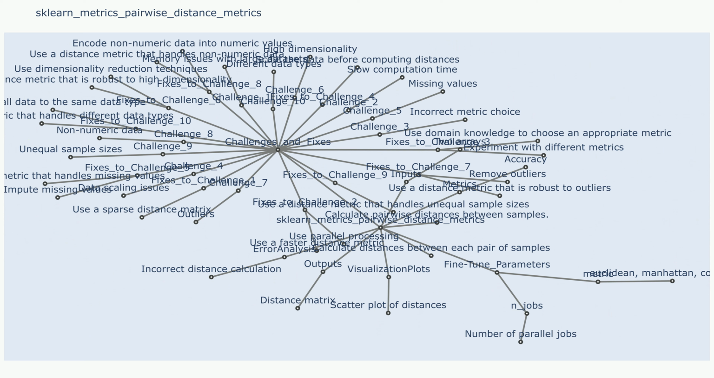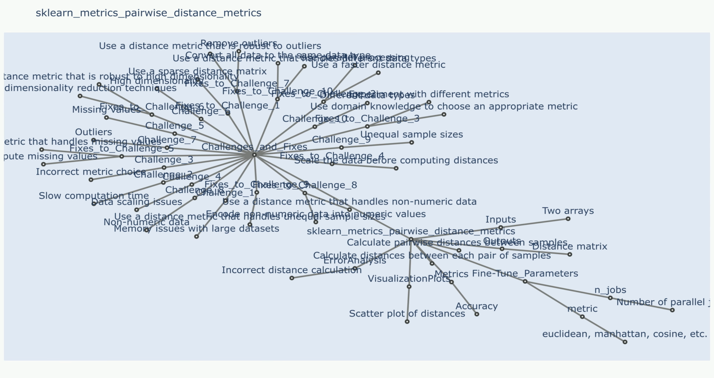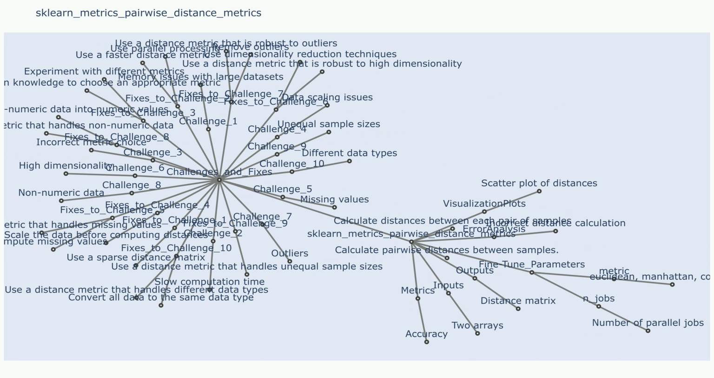Bootstrap resampling: to estimate the uncertainty in distance calculations, one can repeatedly draw random samples with replacement from the original data and calculate distances on these subsamples. Jackknife resampling: similar to bootstrap, but samples are drawn without replacement.